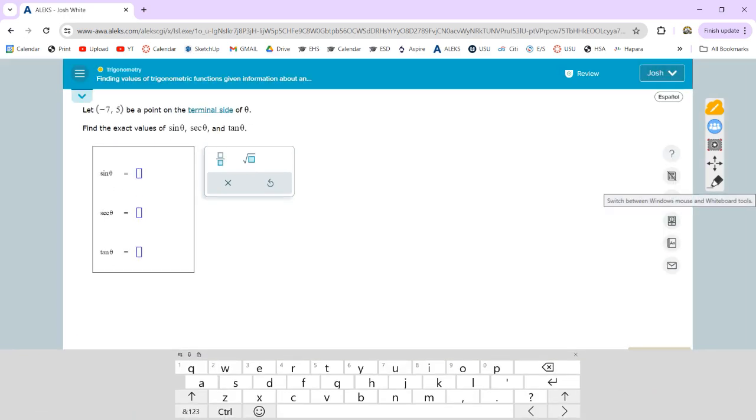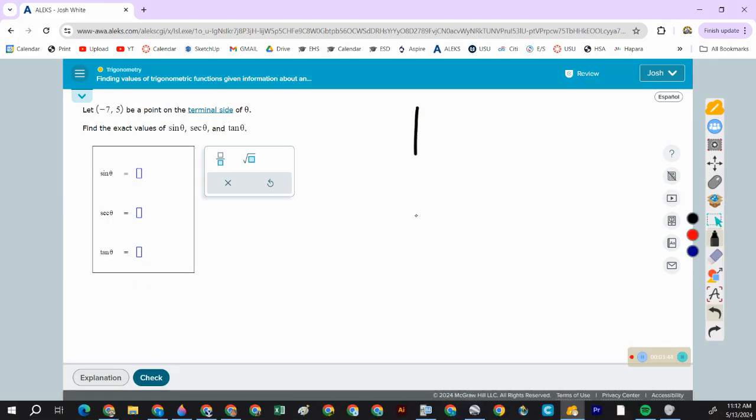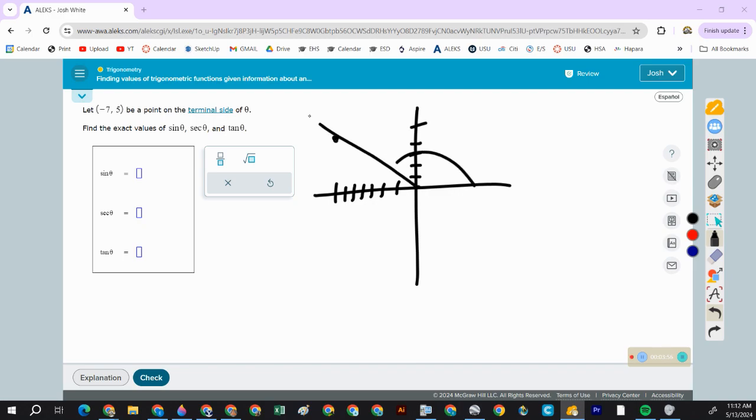Okay, so here, let negative 7, 5 be a point on the terminal side of theta. So negative 7, positive 5. So I have rotated my angle to there, right? This point is negative 7, comma 5, right? So I can draw a triangle where x is negative 7 and y is 5. And it wants me to find the sine, the secant, and the tangent.